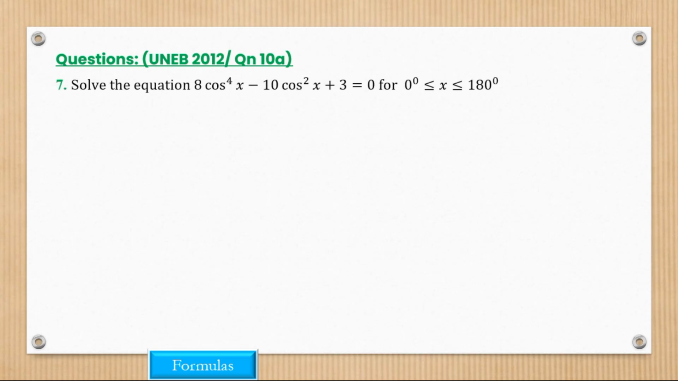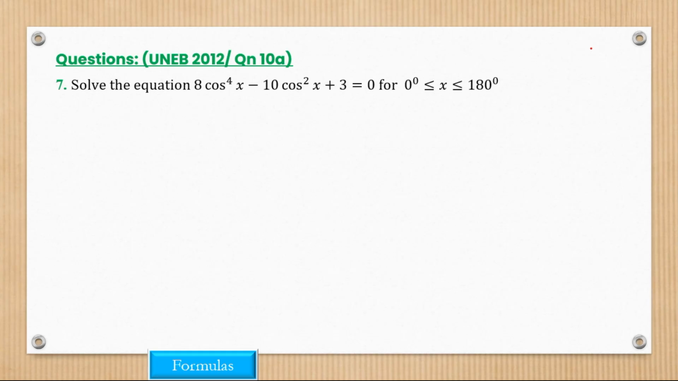So next we're going to do a question from UNEB 2012, and this was question number 10a. Solve the equation 8 cos to the power 4 x minus 10 cos squared x plus 3 is equal to 0 for 0 degrees to 180.